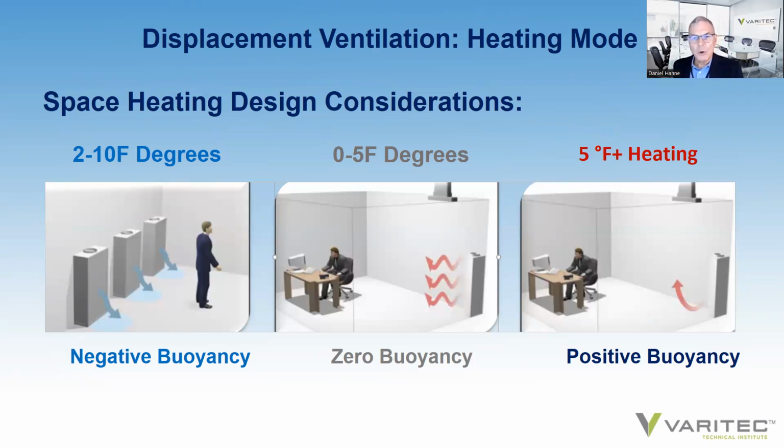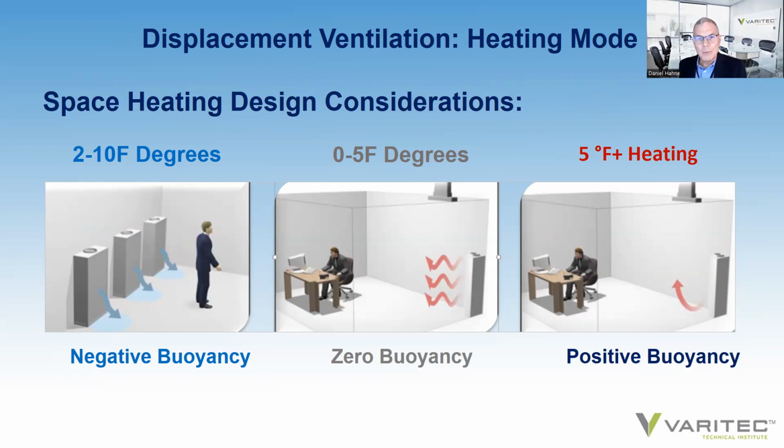Displacement diffusers work well at low velocity discharge at 2 to 10 degrees below space set point, up to 0 to 5 degrees below, bringing load neutral air. But if the supply air temperature exceeds 5 degrees of temperature set point, you will have thermal buoyancy taking over and your warm air discharged to the upper level of the room.